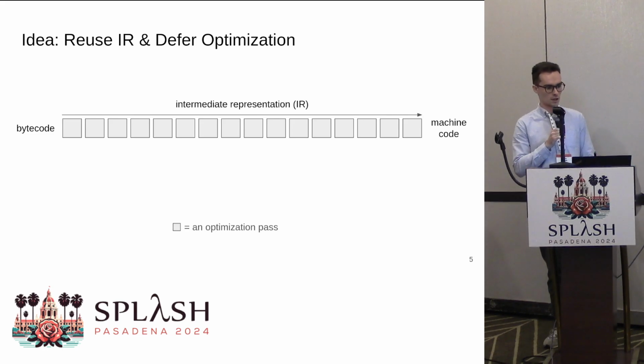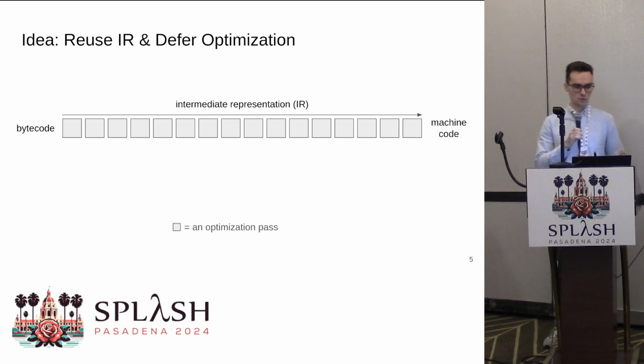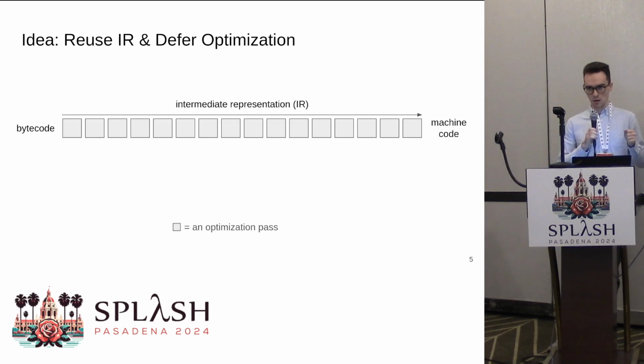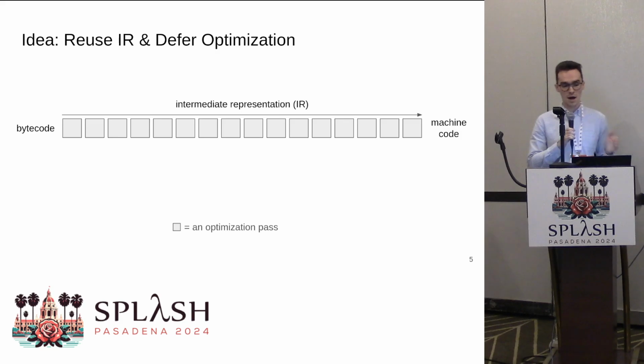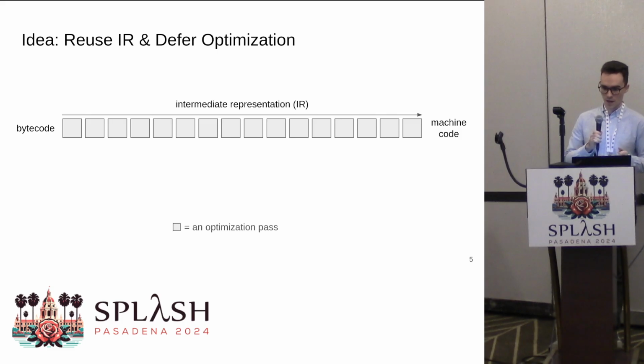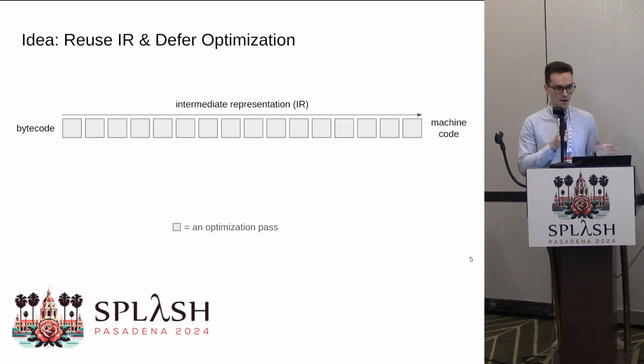Now, what do we want to do about this? We want to reuse the IR instead of the machine code, because the IR is easier to patch and it's also easier to transform, as we'll see. And to make the IR reusable, we will basically defer optimization to a later stage.